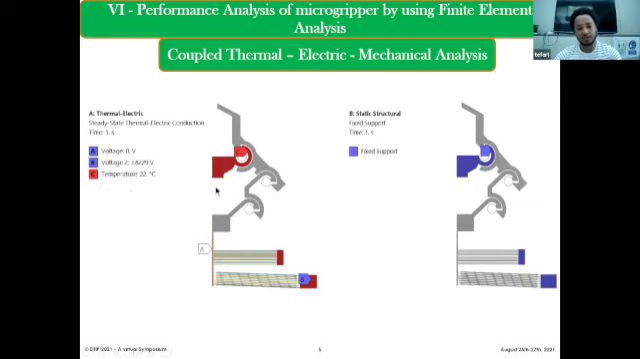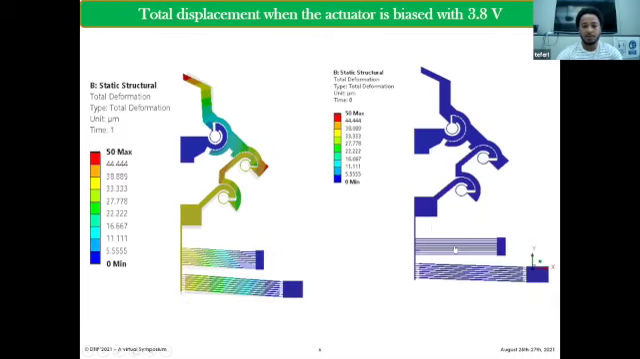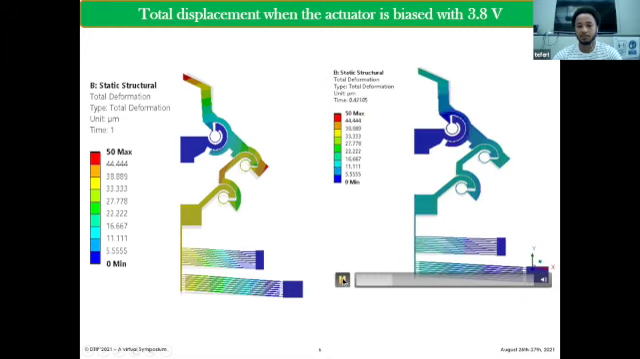And the other one is, as you see, the one described by the red color. These are the anchor points. On the anchor points, the temperature is ambient. And when we see the mechanical or static structural boundary conditions, the three anchor points are mechanically fixed. This one is the intended total deformation. As you see here at the tip of the tweezer, the maximum deformation is 50. I can show you a video of how the micro gripper works.